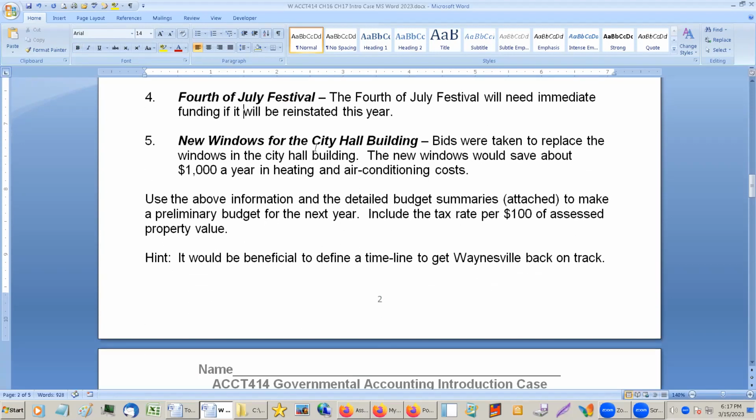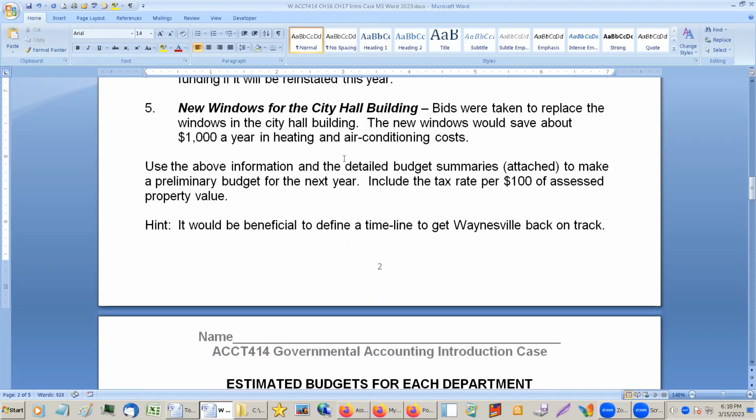New windows for the City Hall building. Bids were taken to replace the windows in the City Hall building. The new windows would save about $1,000 per year in heating and air conditioning costs.